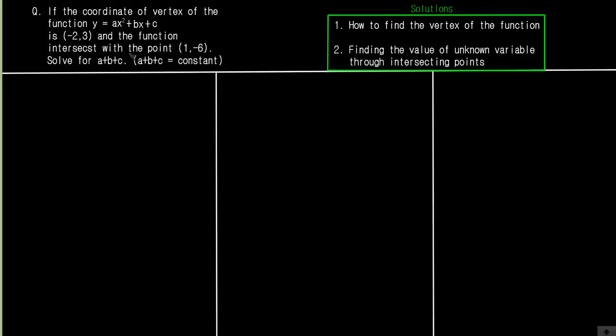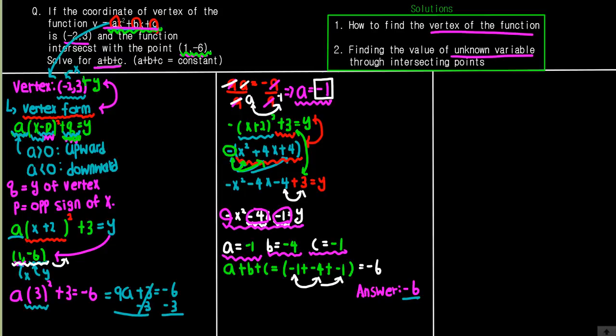The problem says that the coordinate of the vertex of the function y equals ax squared plus bx plus c is negative 2 comma 3, and the function intersects with the point 1 comma negative 6. Our ultimate goal is to solve for a plus b plus c, and note that a plus b plus c is equal to a constant.